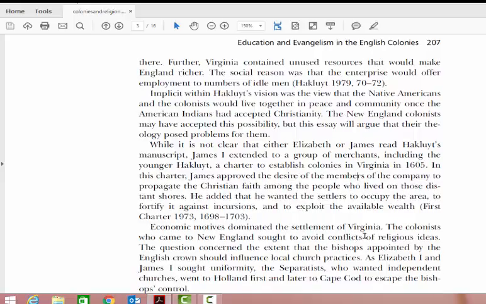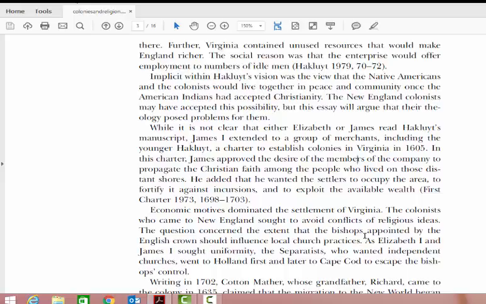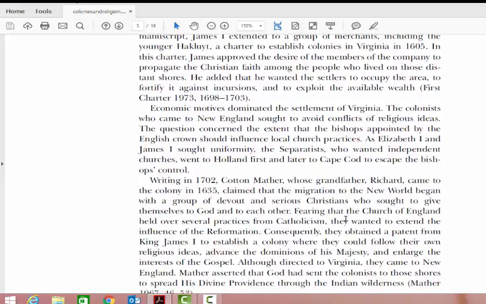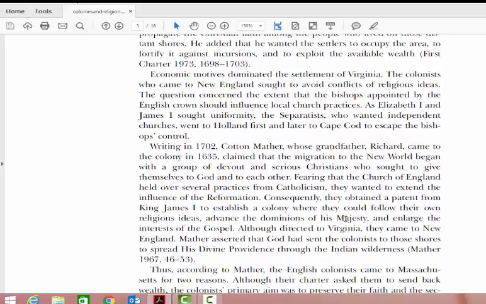There were also economic motives. Money was a big issue. The colonists who came to New England sought to avoid conflicts of religious ideas. The question concerned the extent that the bishops appointed by the English crown should influence local church practices. So you start seeing this idea of politics creeping in. But God is a major part of the Puritan faith. And we see this.